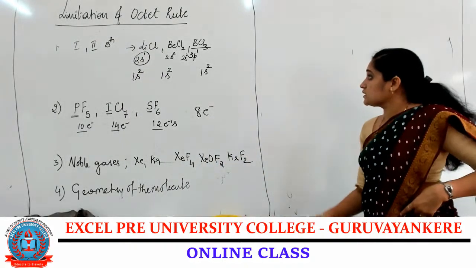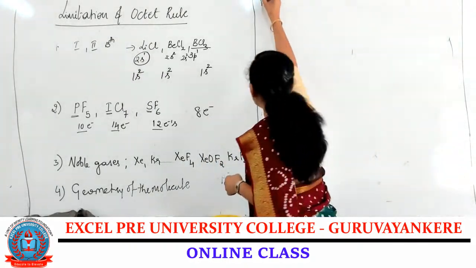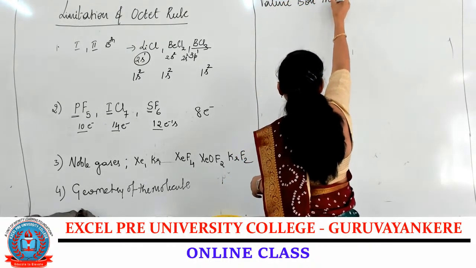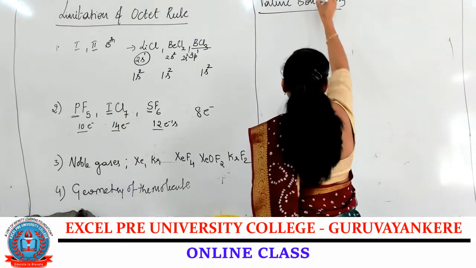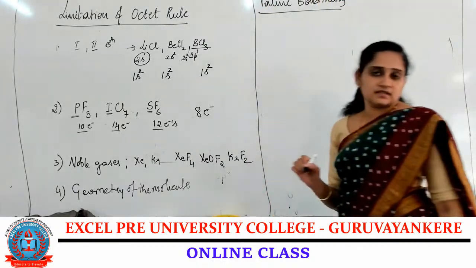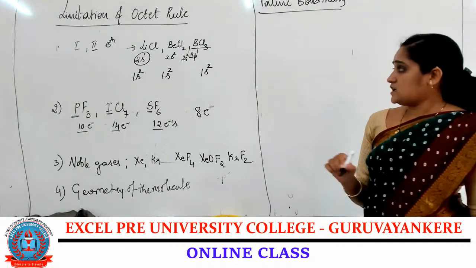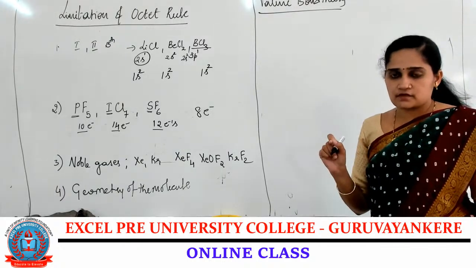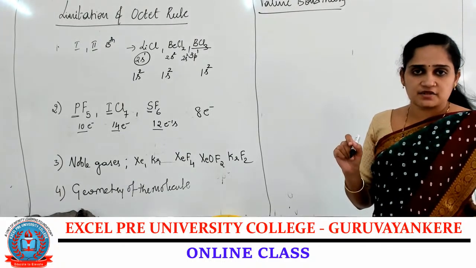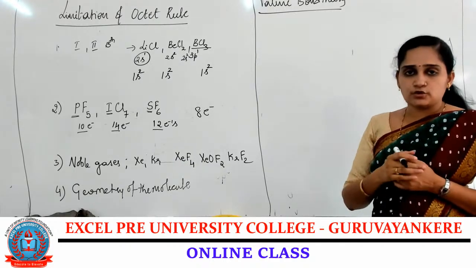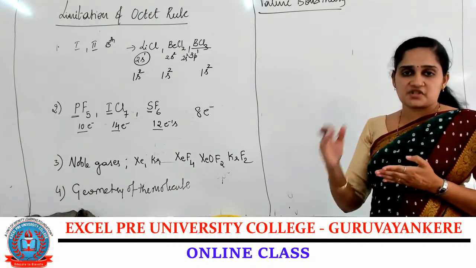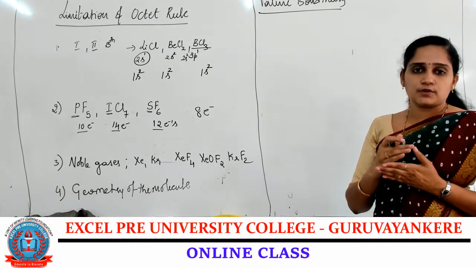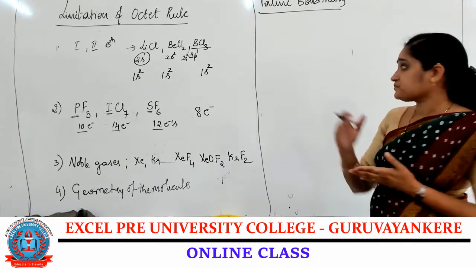Next, development of valence bond theory. Valence bond theory, VBT. The octet rule is based on the Lewis-Kossel structure. But an advanced one, to improve the Lewis-Kossel structure, one more theory was introduced by the scientist Sidgwick.